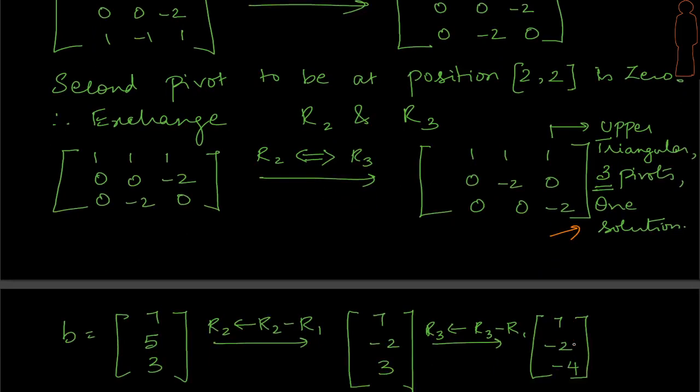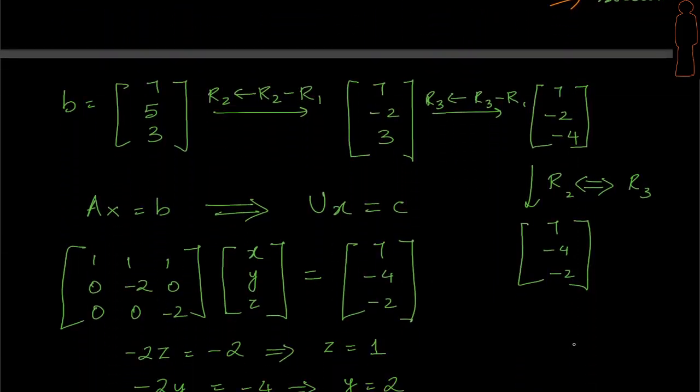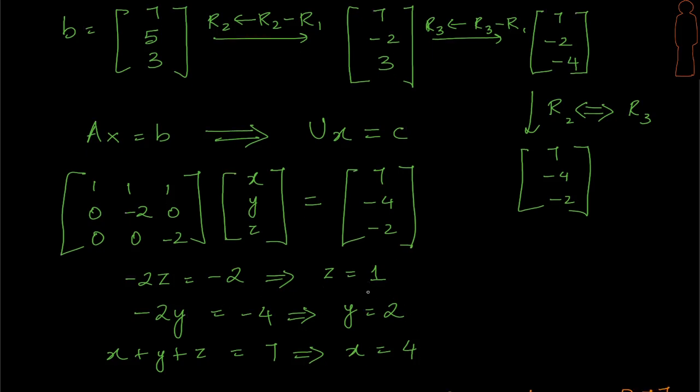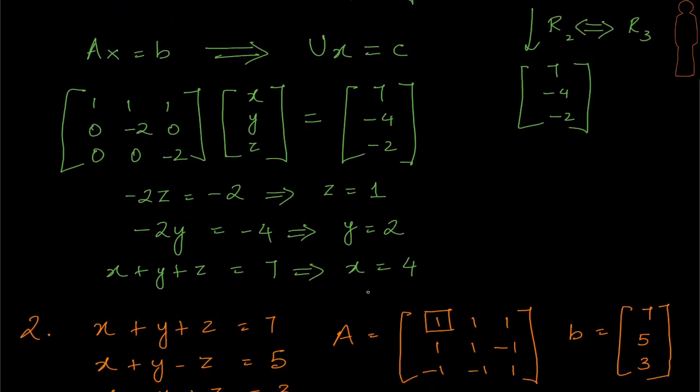So let's apply these same operations on the B vector. After applying all those operations, you can please check this, I'm getting the values 7, minus 4 and minus 2. Let's put these equations down here and use back substitution, and we get this answer. So the answer is 4, 2 and 1. That should be a pretty simple example just to review elimination.